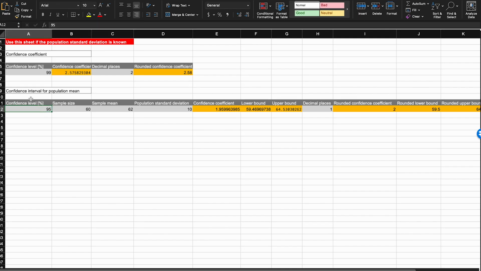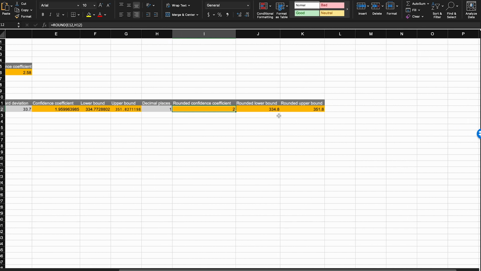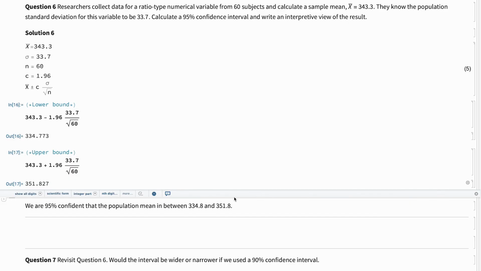So I said I want to be 95% confident. Let's revisit the sample size. The sample size was indeed 60. Our sample mean was 343.3. Our population standard deviation, 33.7. And then we find our confidence coefficient, our lower bound, and our upper bound. So let's just put that in. We want 1 decimal place. And we see there, 334.8 to 351.8. The same values that I find here when I use the Wolfram language as my calculator. But please feel free to use the spreadsheet that I have provided.